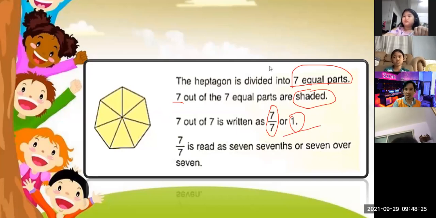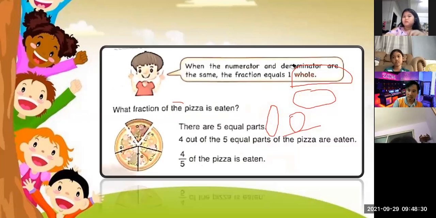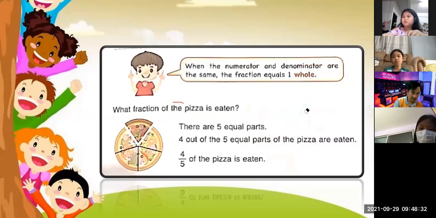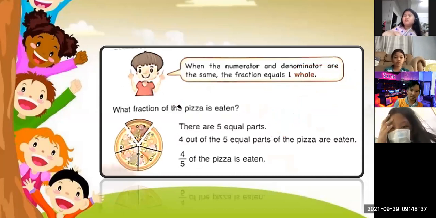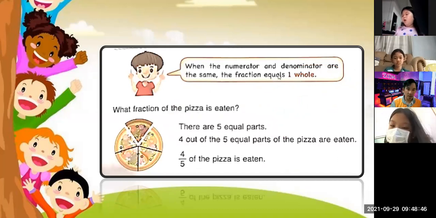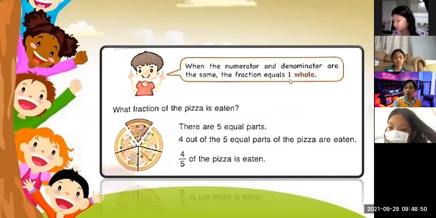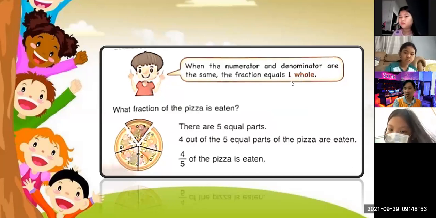Now the next slide. Here you will see the pizza in your book. You will see their example. When the numerator and denominator are the same number, just like in 7/7, the fraction is equal to 1. 2/2 means 1 whole. 7 over 7, 1 whole. 8 over 8, that is 1 whole. Okay, you can see it here.